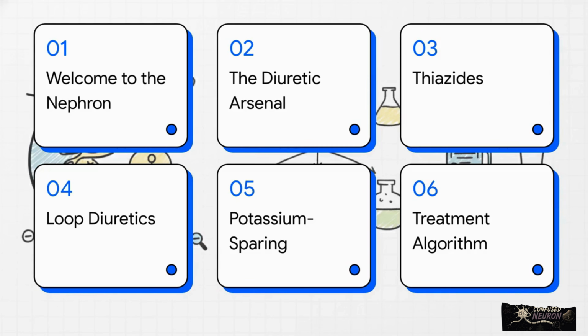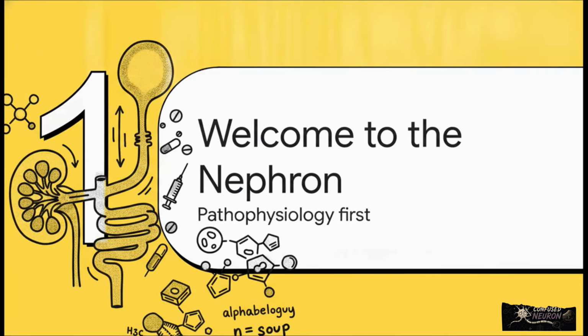Here is our flight path today. Welcome to the nephron, the diuretic arsenal, thiazides, loop diuretics, potassium sparing, and finally, the treatment algorithm. I promise to pace myself so those English subtitles can actually keep up. Section 1. Welcome to the nephron.